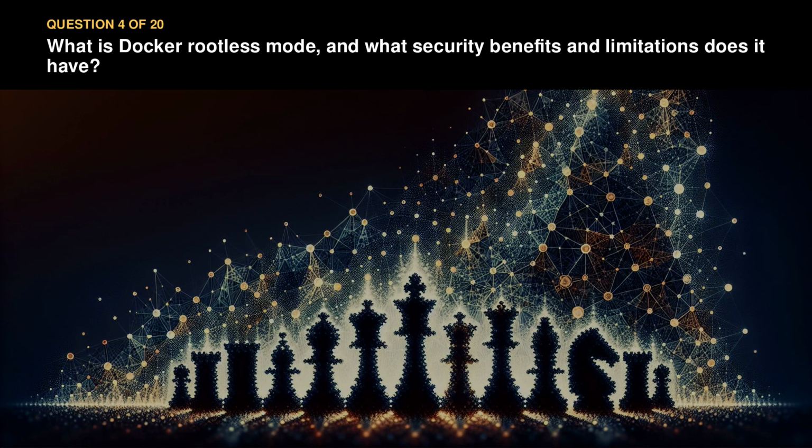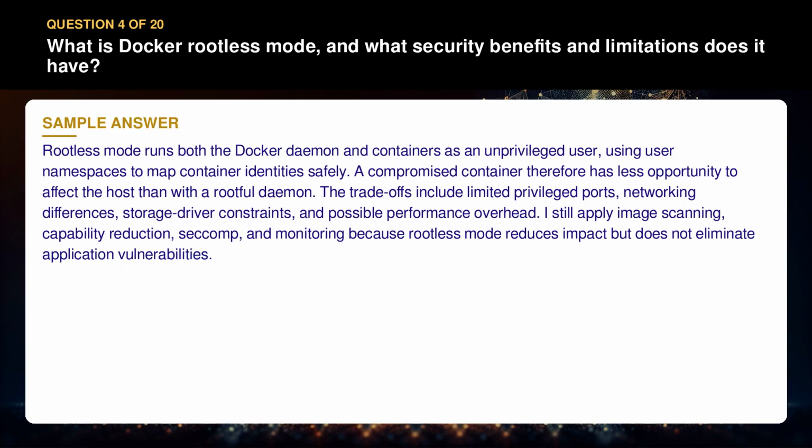Question 4. What is Docker rootless mode, and what security benefits and limitations does it have? Rootless mode runs both the Docker daemon and containers as an unprivileged user, using user namespaces to map container identities safely. A compromised container therefore has less opportunity to affect the host than with a rootful daemon. The trade-offs include limited privileged ports, networking differences, storage driver constraints, and possible performance overhead.